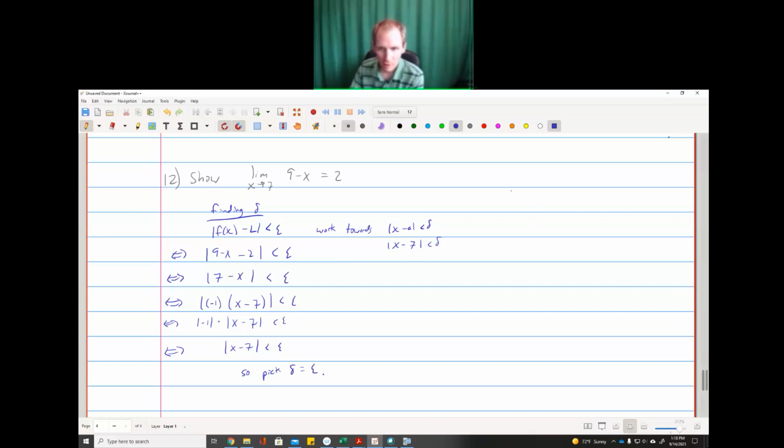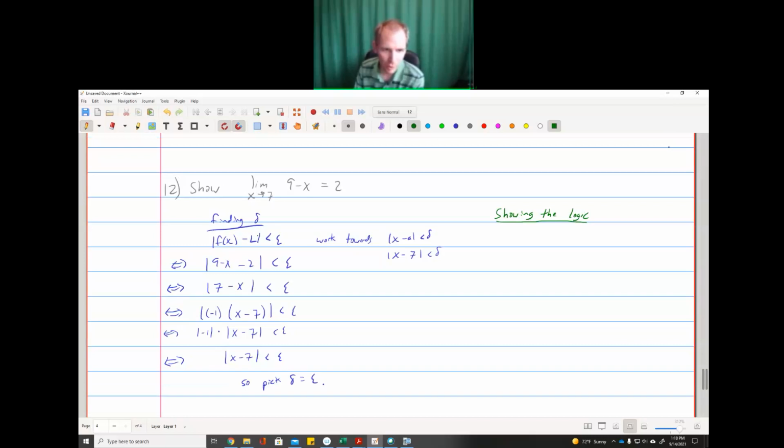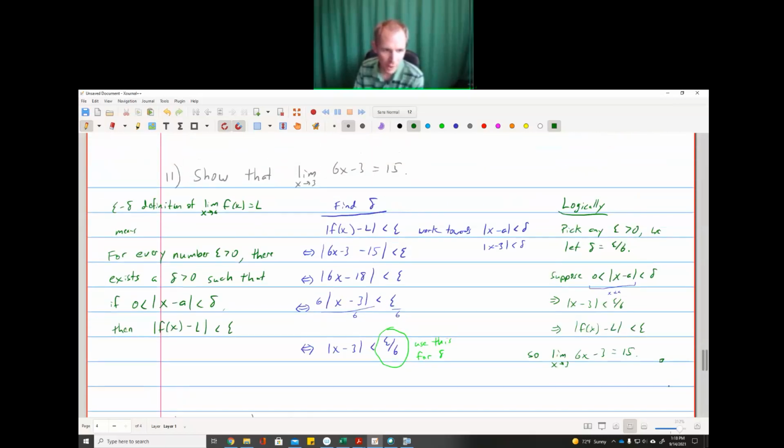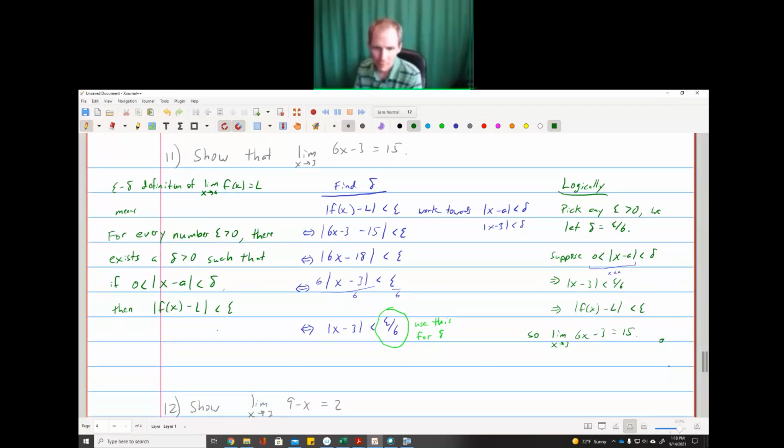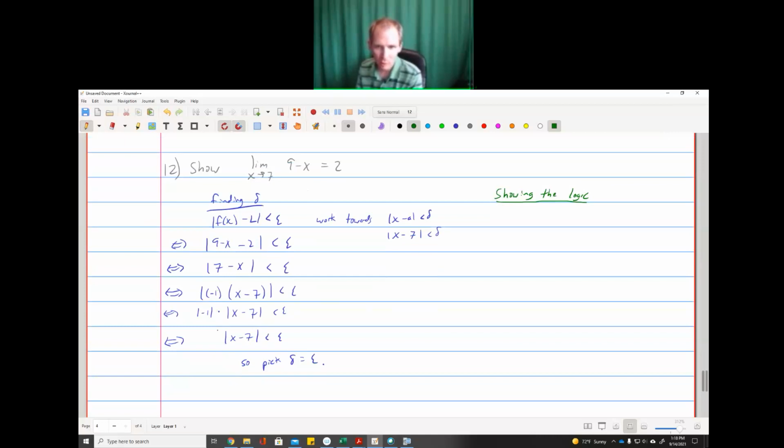Okay, so now let's look at it showing the logic. What I mean there is that here I started with the ending part. We want to say, if you have this thing, then I will have this. So when I start with |f of x minus L| less than epsilon, I'm kind of going backwards. I'm starting with what I want to show that I have, and so that's why we want to rewrite it out.